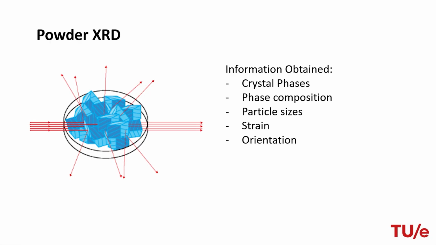Powder XRD is what will be demonstrated for this video. Powder XRD is used when large enough crystals are not available and thus analyzes the many smaller crystals. It provides information about the crystal phases present in the sample, phase composition, particle size, its strain, and orientation.